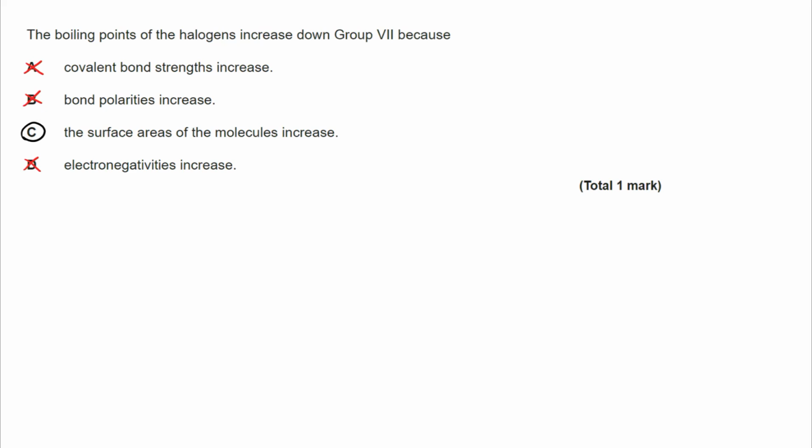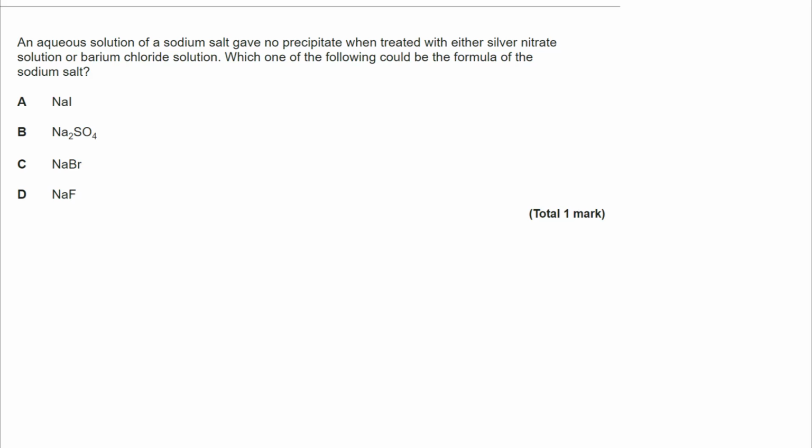And the bigger the molecule and the larger its surface area, the stronger the van der Waals forces will be, and therefore more energy needed to overcome them. So the higher the boiling point. Next question.